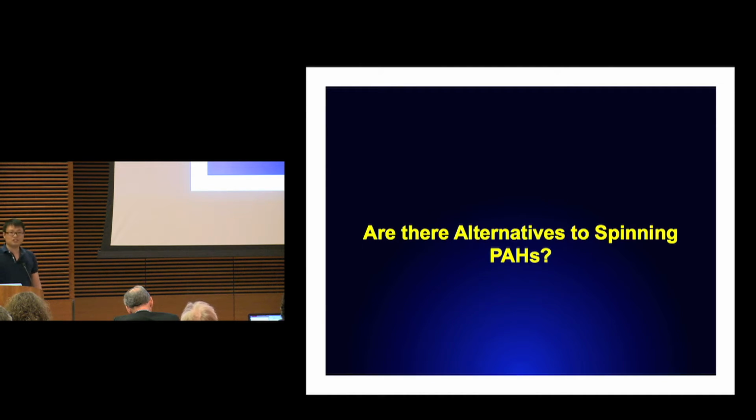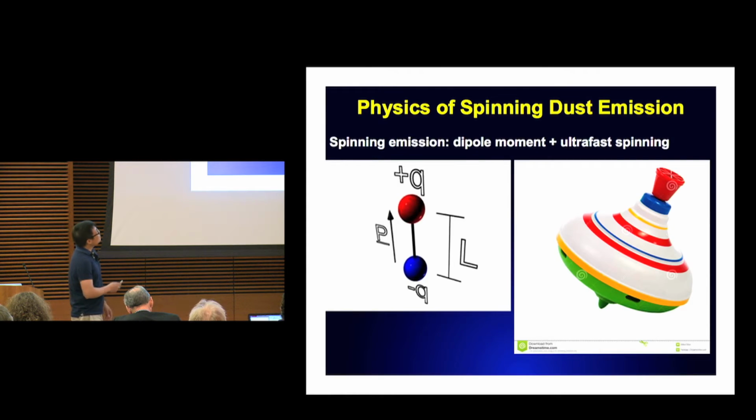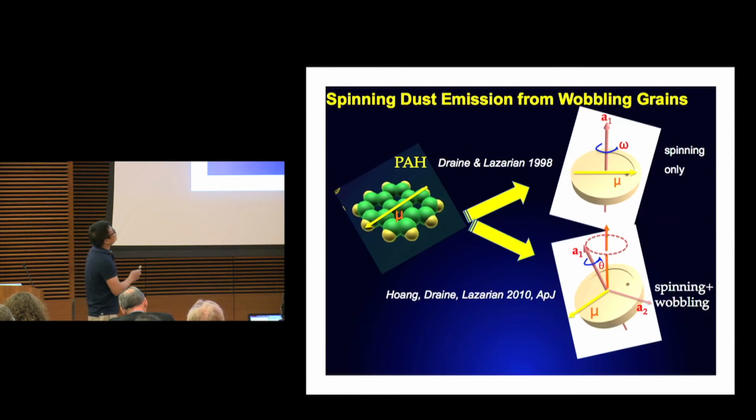Let's look at the physical mechanism of spinning dust emission. The mechanism is very elegant. We have some dipole moment, and we need to have ultra-fast spinning. This is the original model by Draine and Lazarian in 1998. They assumed that the smallest grain is PAH and it is spinning around its symmetry axis. And this is the modern model developed by us. It consists of spinning around the symmetry axis and the precession of the symmetry axis around the angular momentum. And we take into account the thermal fluctuation within nanoparticles.